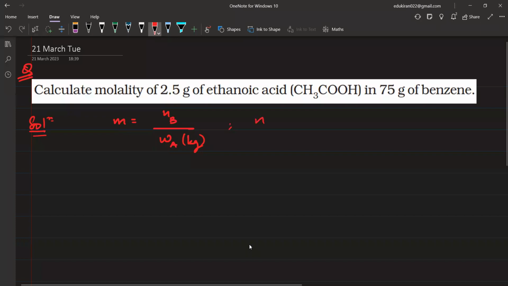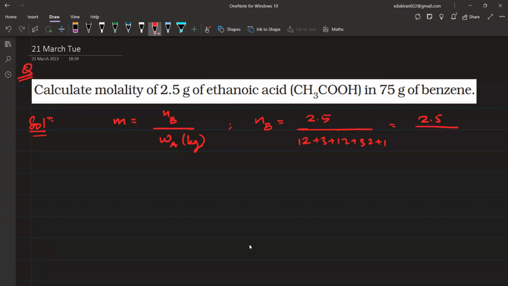Calculate कीजिए, number of moles कितना आ रहा है? Will be equal to 2.5 divided by carbon is 12 plus 3 plus 12 plus oxygen is 16 plus 16, 32 plus 1. So will be equal to 2.5 divided by 12 और 25 और ये 35, 25 plus 35. This will be equal to 2.5 upon 60, है ना? Number of moles इतना ही आ रहा है. All of you are getting this as the number of moles. Yes or no? Please tell me. Yes, sir. Yes, sir.